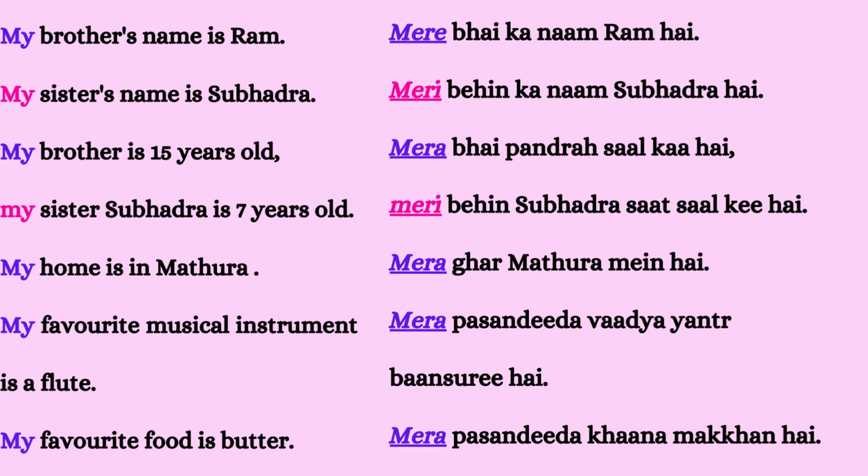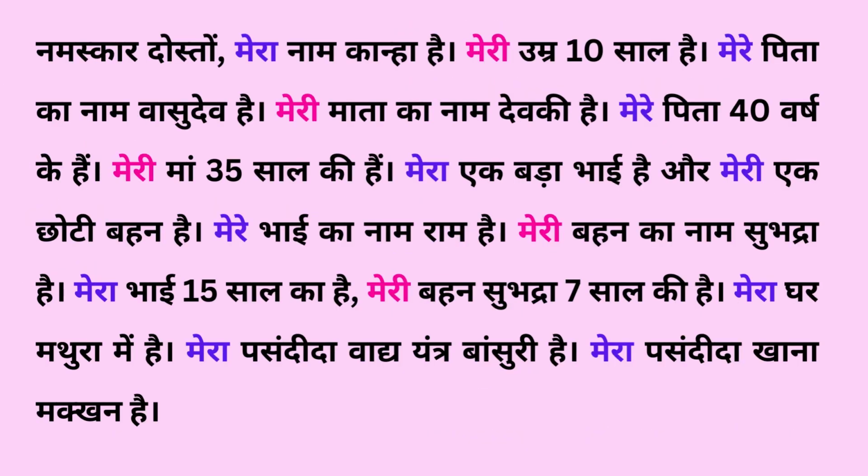मेरा घर मथुरा में है. Now here we will use the word मेरा. Why? Because house or home is a masculine word. मेरा पसंदीदा वाद्य यंत्र बांसुरी है. Now he's talking about a musical instrument, and a flute is a masculine word, and so we will use the word मेरा. And मेरा पसंदीदा खाना मक्खन है. Now food, that is khana, is again a masculine word, and therefore we will use the word मेरा to refer to it.